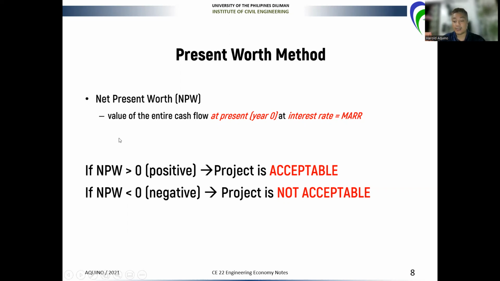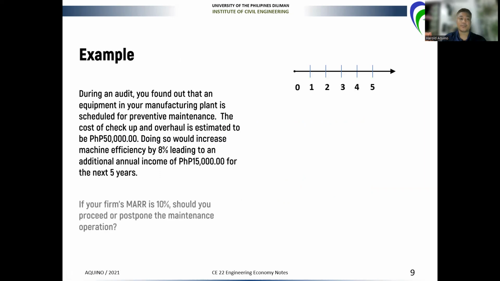This is better illustrated with an example. During an audit, you found out that an equipment in your manufacturing plant is scheduled for preventive maintenance. The cost of checkup and overhaul is estimated to be 50,000 pesos. If we do so, we are expected to increase our machine efficiency by 8%, which results in an additional annual income of 15,000 over the next 5 years. If the firm's MARR, or our company's MARR, is 10%, should we proceed or postpone the maintenance operation? To help you, I've written the formulas here.